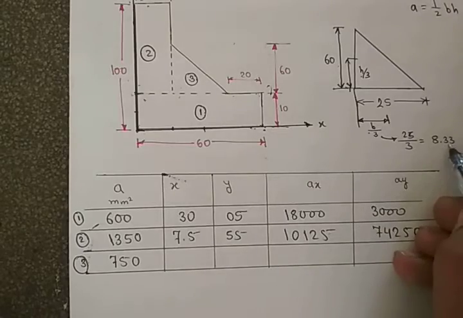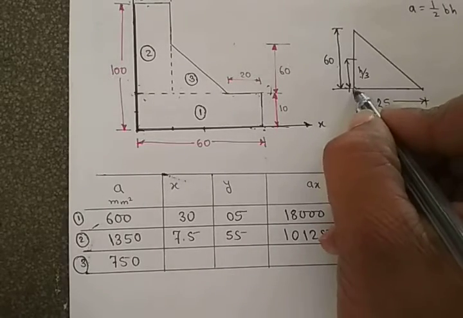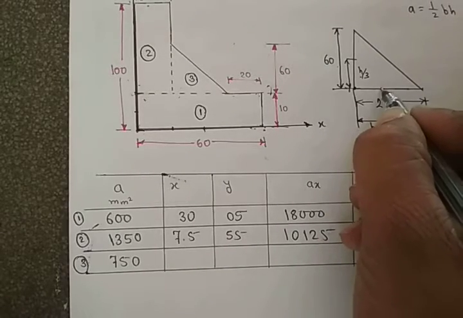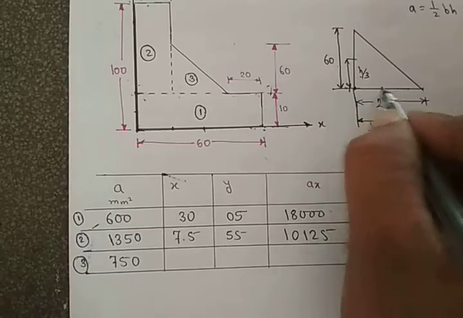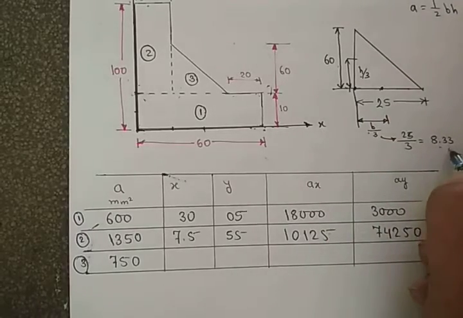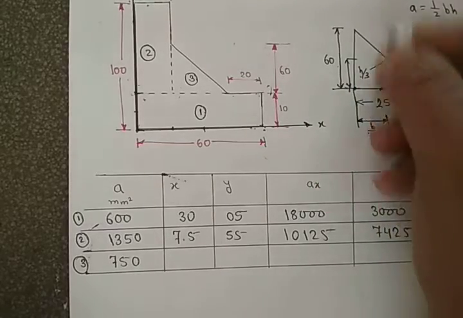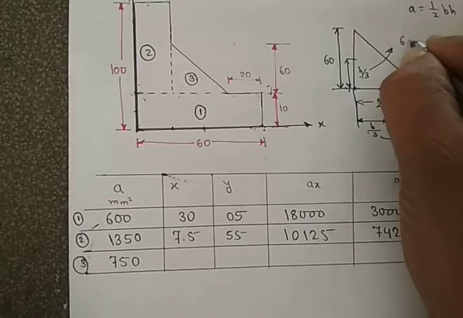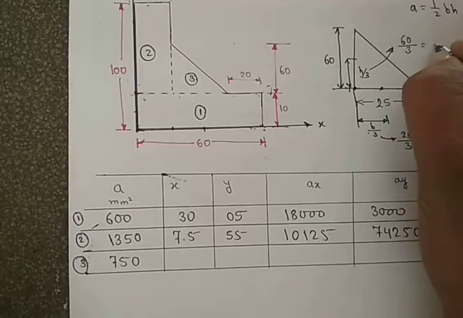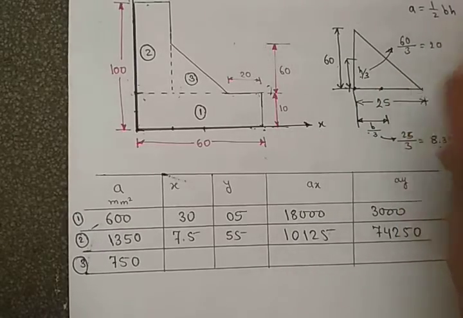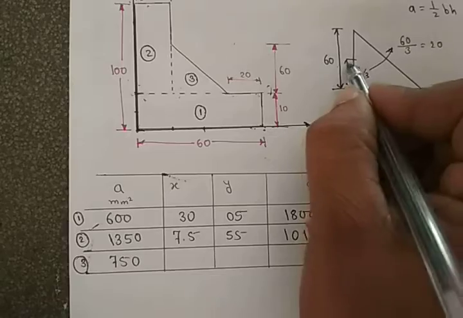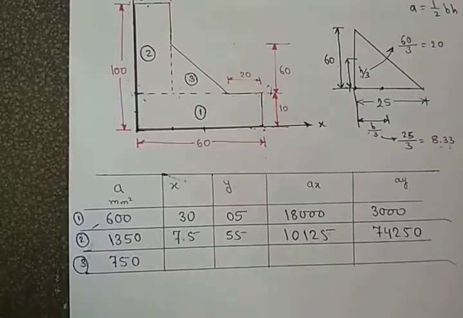So what is the 8.33 value? It is from this point to this point. This point to this point, the distance we can call 8.33. Now in the y-axis, what is h? H is 60 divided by 3. How much does it become? It becomes 20. So what is 20? From here to here, the value is 20.